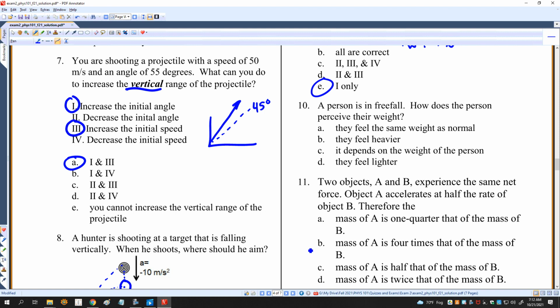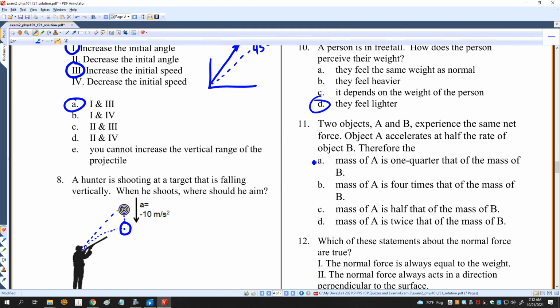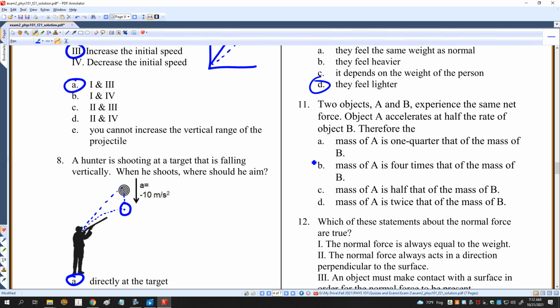Person in free fall, how does the person perceive their weight? They feel lighter. In fact, they'll feel weightless, we say. You know, there is a force weight acting on them, but they feel lighter.